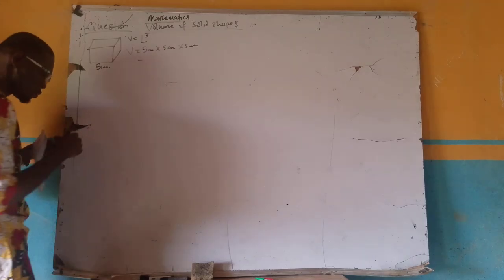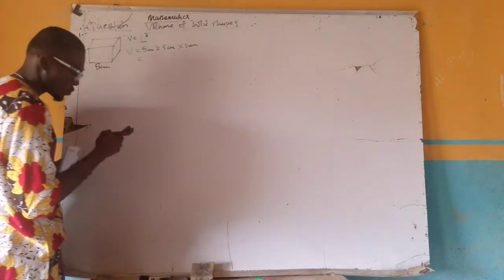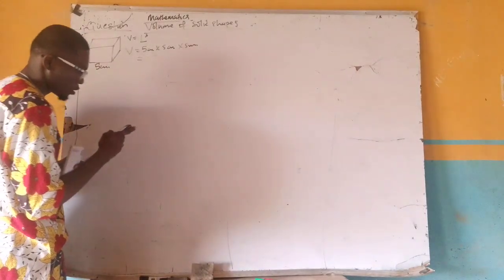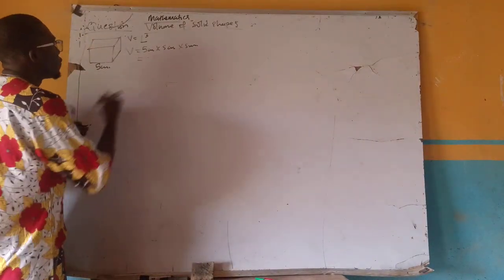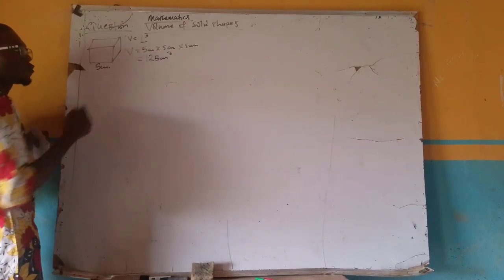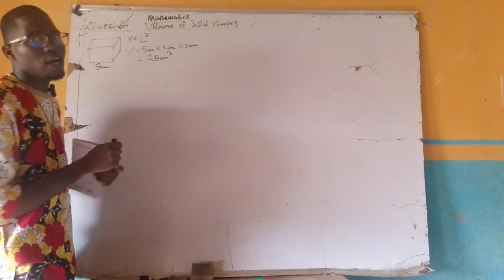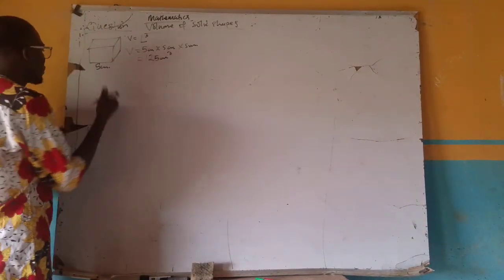So we have to multiply that. 5 times 5 times 5. 5 times 5 is 25, and 25 times 5 will give us 125. So we have 125 centimeters cubed. Remember, for a solid shape, which is no longer a square but now a cube, that's raised to power 3. So let's go to the next shape.